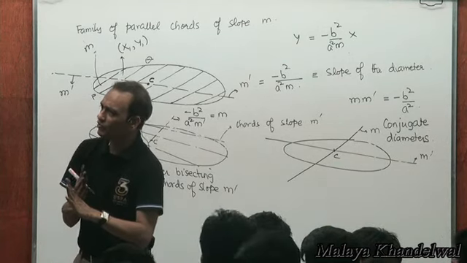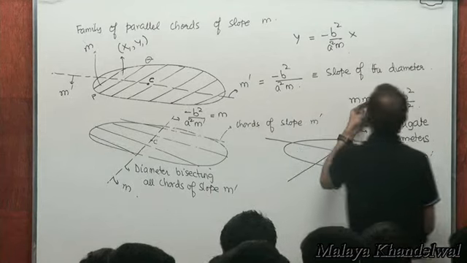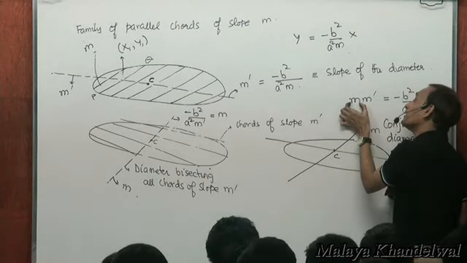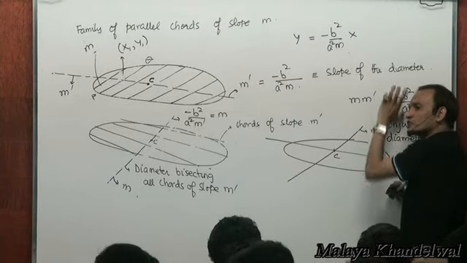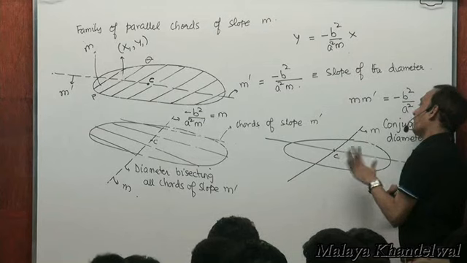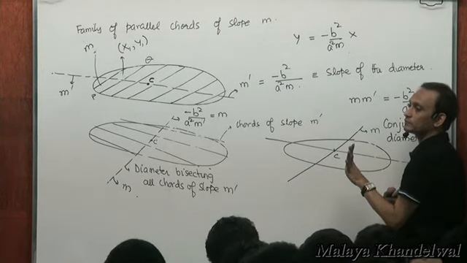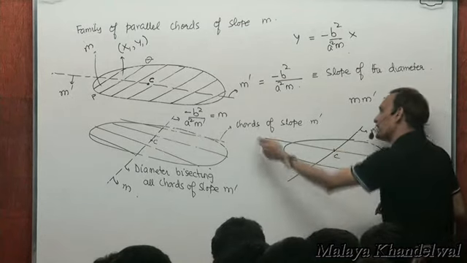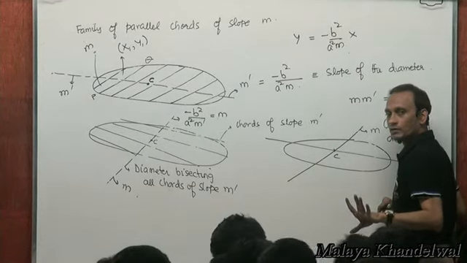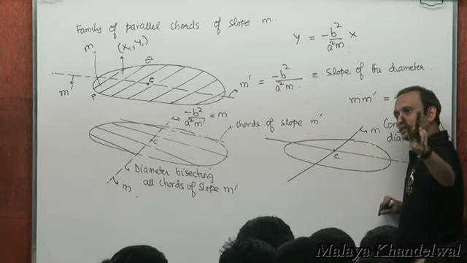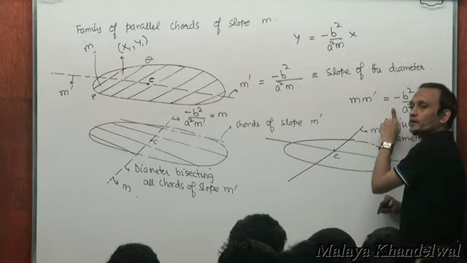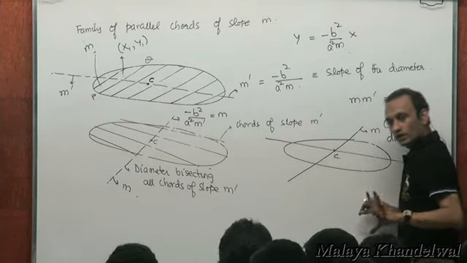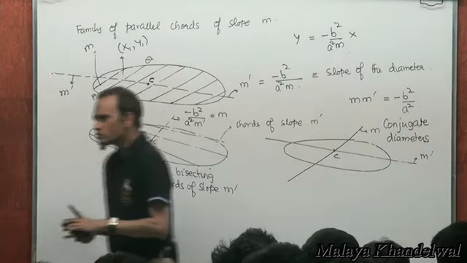No. Infinite number of such diameters exist. I can select one value of m prime and the corresponding value of m, then another value of m prime. Just the product of the slopes must be minus b squared by a squared. Will I not have infinity of m and m primes such that their product is minus b squared by a squared? But for a given m, m prime is unique. If I have one diameter, then its conjugate diameter is unique. Have you all understood this? So if I have two conjugate diameters, the product of slopes must be minus b squared by a squared. Each diameter will then bisect chords parallel to the other diameter. Right? Confused?